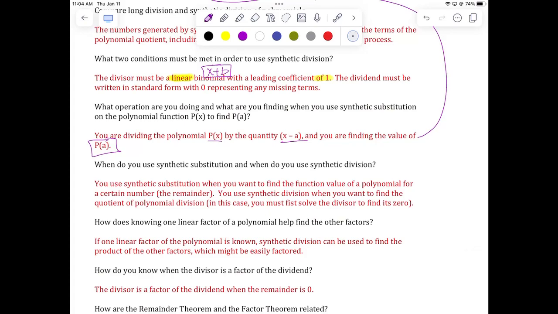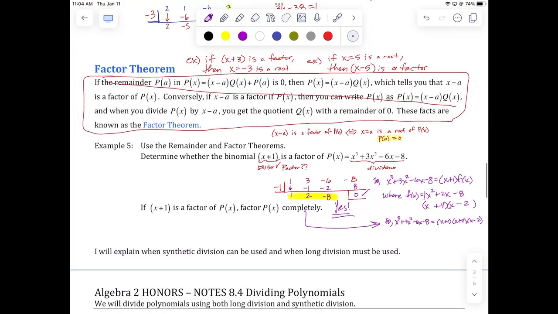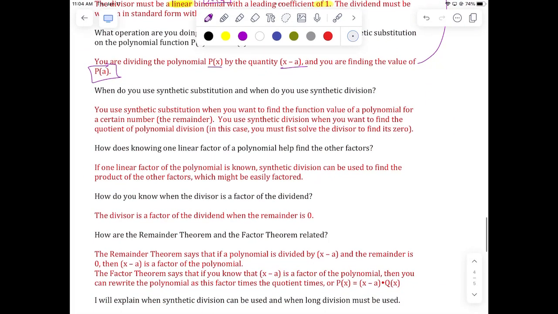How does knowing one linear factor of a polynomial help you find the other factors? Well, if one linear factor is known, you can use synthetic division to find the other factors, which might be easily factored. Case in point, example what? Example 5. That's what we just did. How do you know when the divisor is a factor? When is the divisor a factor? When the remainder is what? 0. Yeah.